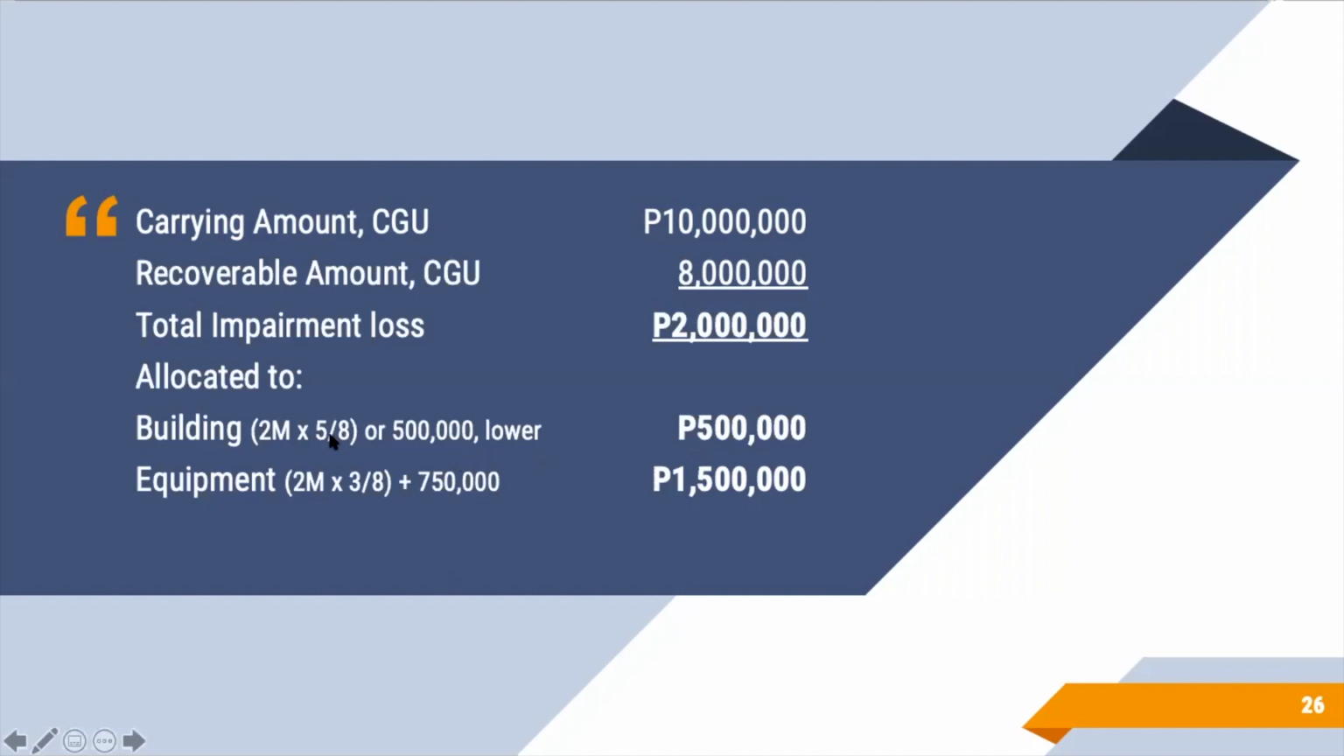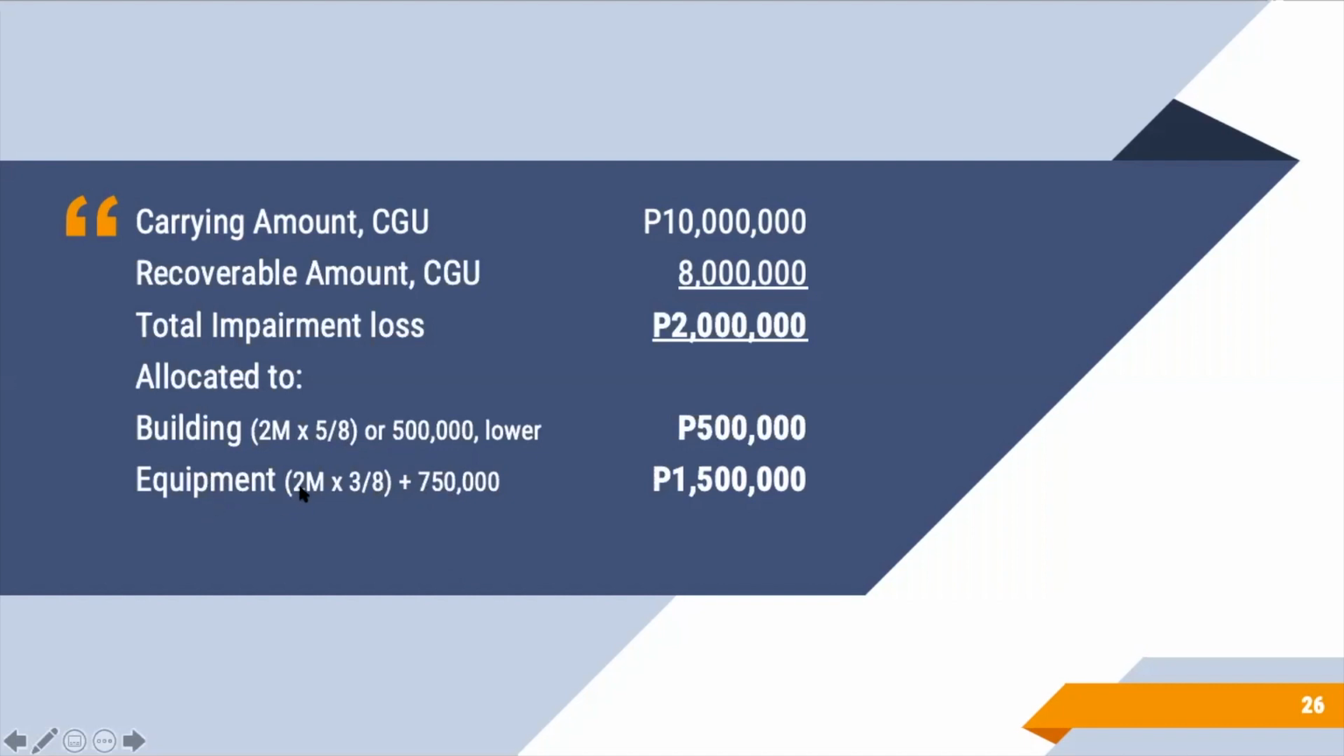So since nung na-compute mo 1,250,000, hindi mo gagamitin yung 1,250,000. Ang gagamitin mo lang is yung 500,000. Eh sir, saan mapupunta yung another 750? Eh di dun sa ibang mga assets. So since yung equipment lang yung mag-a-absorb dun, so sa kanya mo i-add. Pero kung meron pang isa pang asset dyan, iproprata mo sa kanilang dalawa.